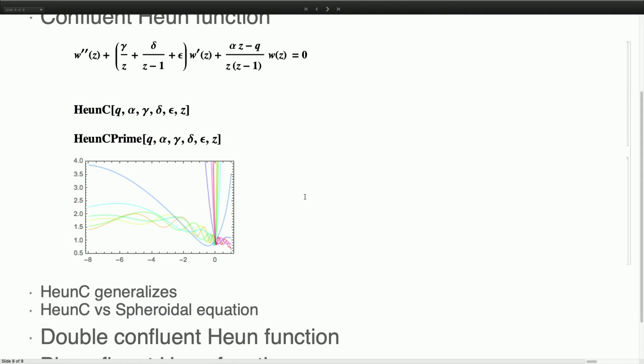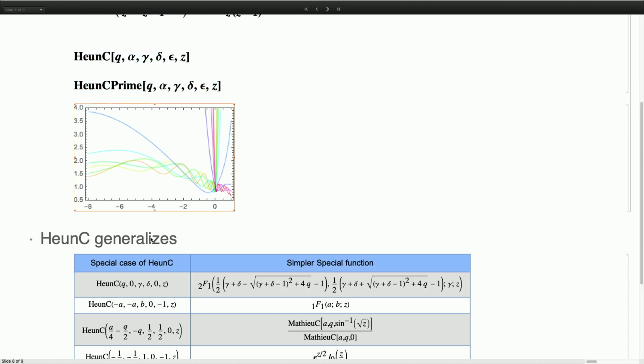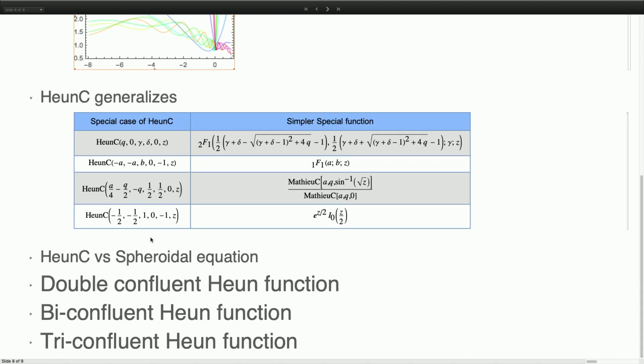Okay, here it is. The confluent Heun equation. 2 functions, HeunC and HeunCPrime, standing for the confluent Heun function and its derivative. This is some plot of it. What is it? HeunC is generalizing the following functions. So it can generalize the 2F1 function itself, 1F1, and also the Mathieu function. We have derived these formulas recently. And so HeunC is a very important function from a mathematical point of view because it's a very good generalization of all the hypergeometric class of functions plus advanced special functions.